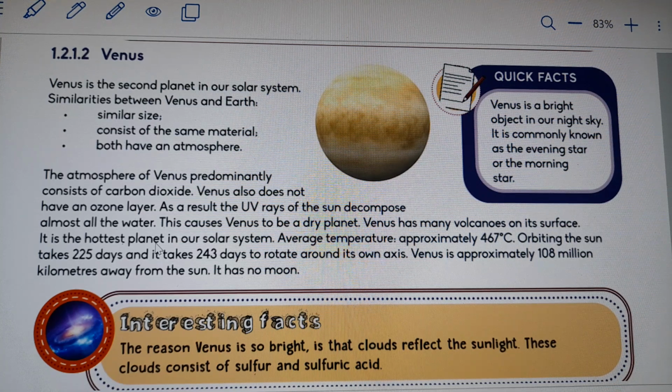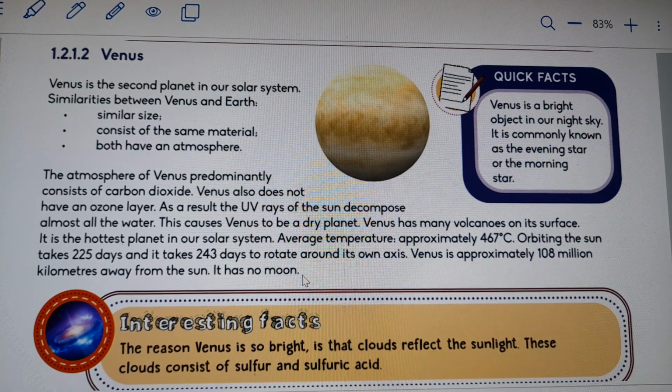It is the hottest planet in our solar system. So Venus is number one when it comes to hottest. The average temperature is 467 degrees Celsius. And then it is orbiting the sun. It takes 225 days, and it takes 243 days to rotate around its own axis. Venus is approximately 108 million kilometers away from the sun, and it has no moon.